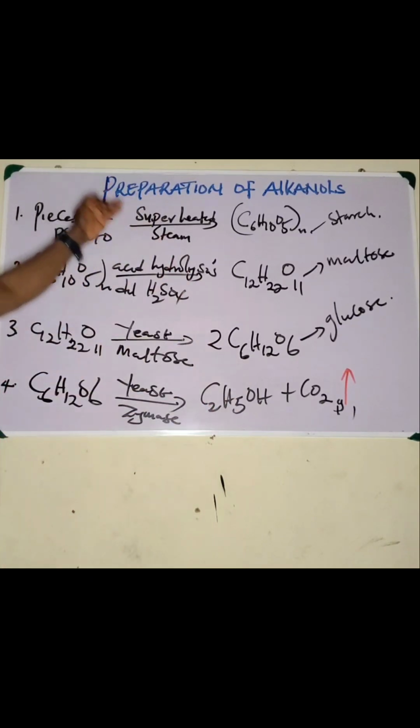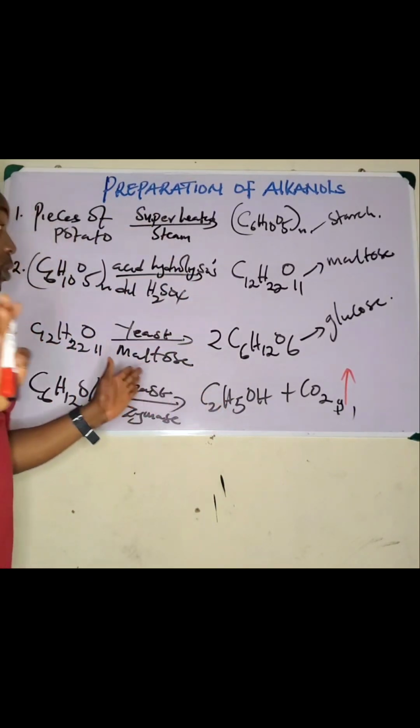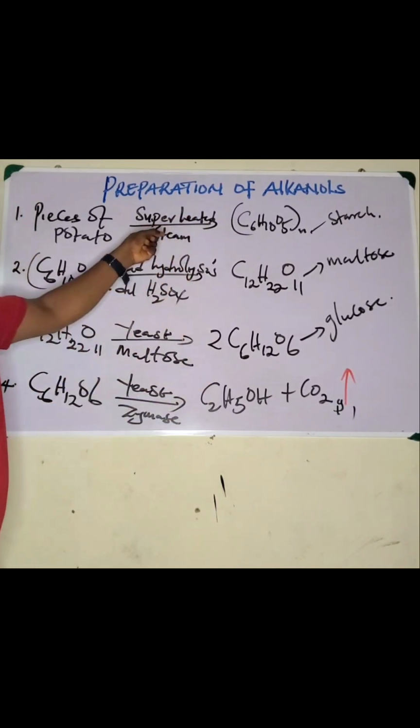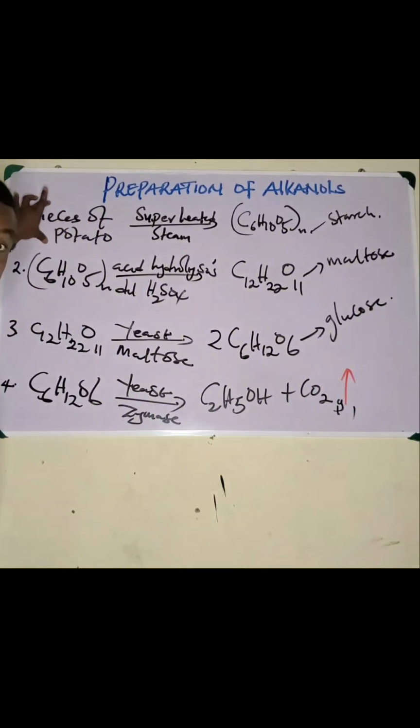So this is just the simple chemical equations on how ethanol or alkanols can be produced using starch as a starting raw material.